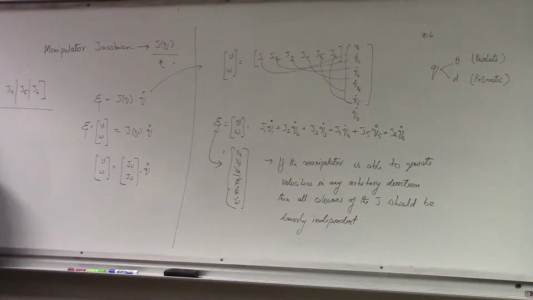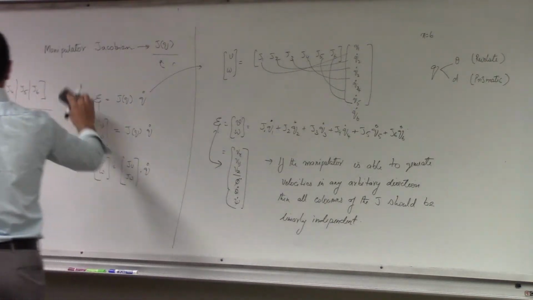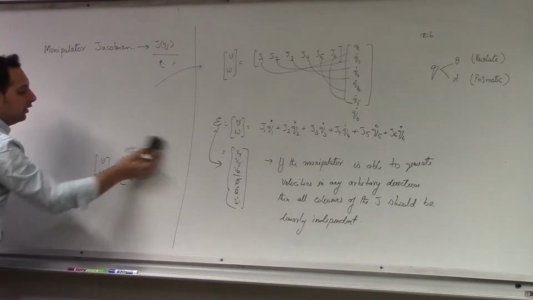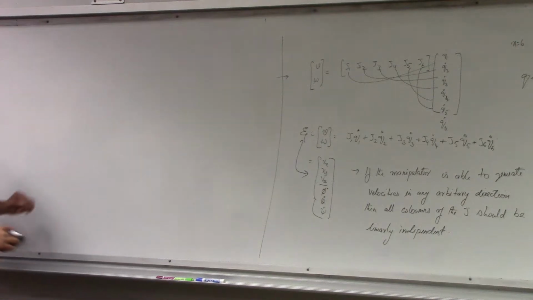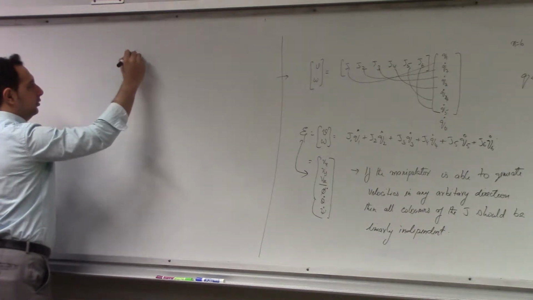If they are not linearly independent, that means they depend on one another, and I'll give you an example of that. As we saw in the case of a singularity, it becomes hard to generate motion in one or more directions. So the way we check whether the columns are linearly independent or not is we calculate the rank. We call it the rank of the Jacobian.